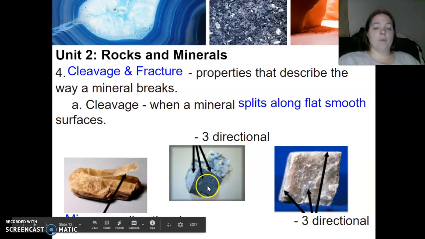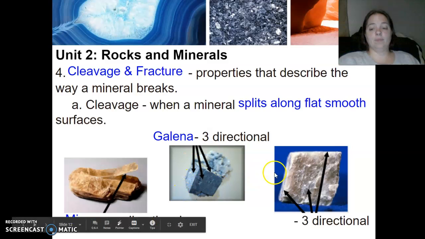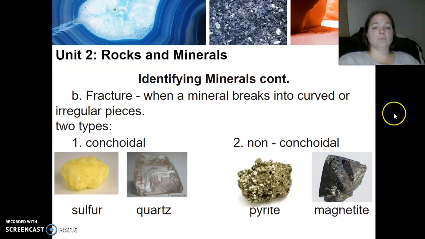Well, if I hammer it down on this nice little boxy looking thing called galena, it's going to break in 3 different directions. Along that plane, and along that plane. Well, what about this one? This has got 3 directions, but it's rhombohedral. This calcite will also break in 3 directions if you smack it with a hammer. All right, so after we got that done, that's cleavage.